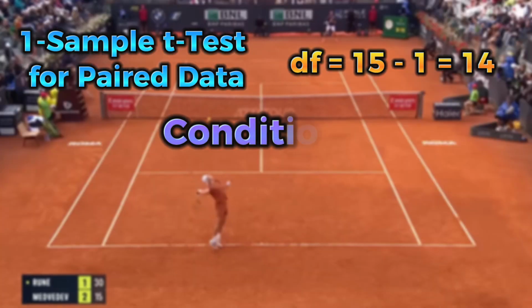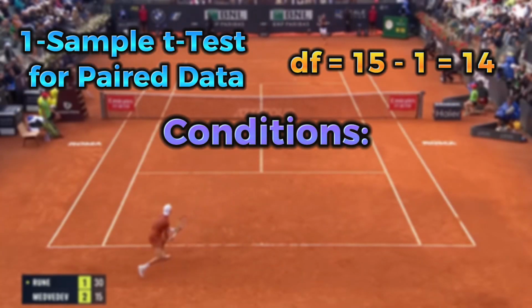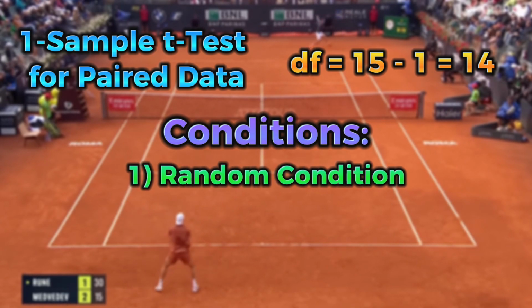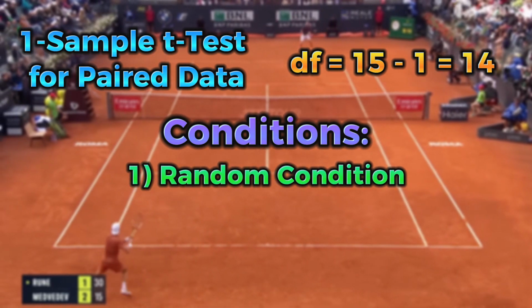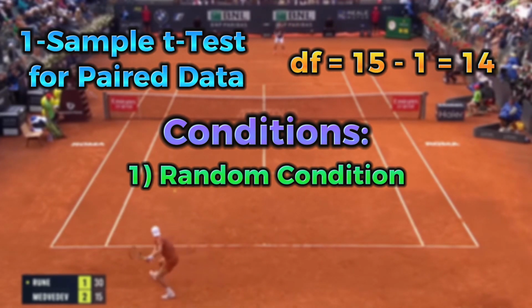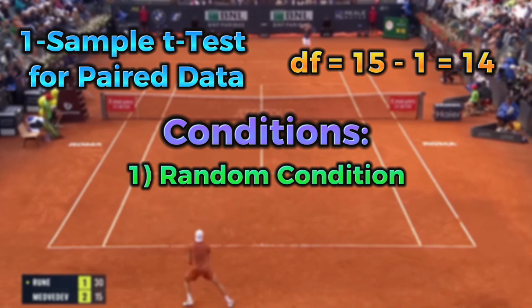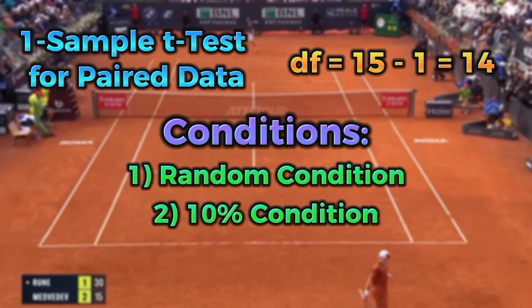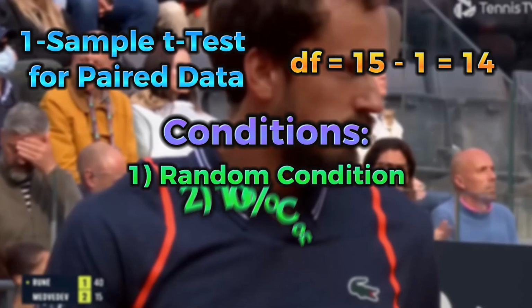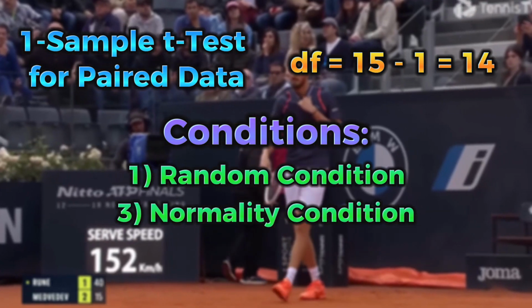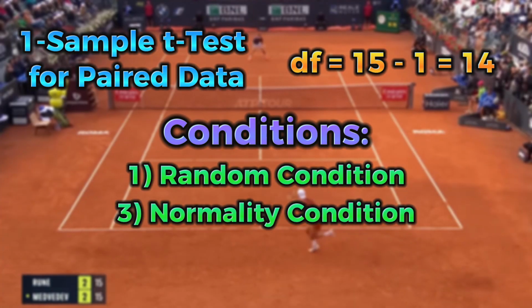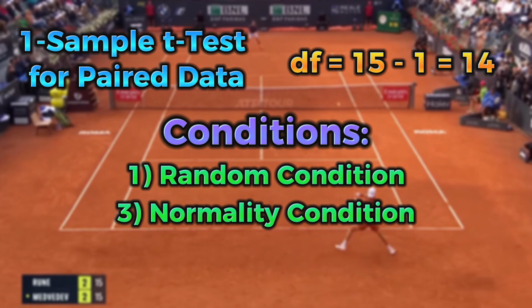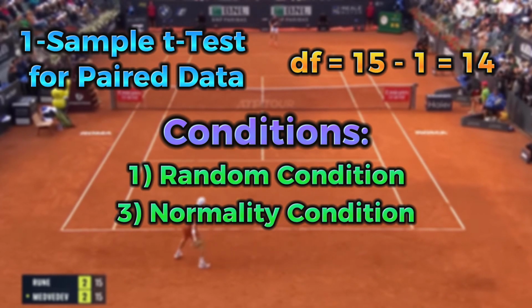And we also checked if the conditions for this inference test were met. The first condition was the random condition, and in our case, the treatments, which were the slice and the flat serves, were randomly assigned to each player. And we didn't need to check the second condition, which was the 10% condition for independence, because this was an experiment. And the third condition was the normality condition, and based on the histogram that I showed you before, the sample data was approximately normal without any extreme skewness or outliers.